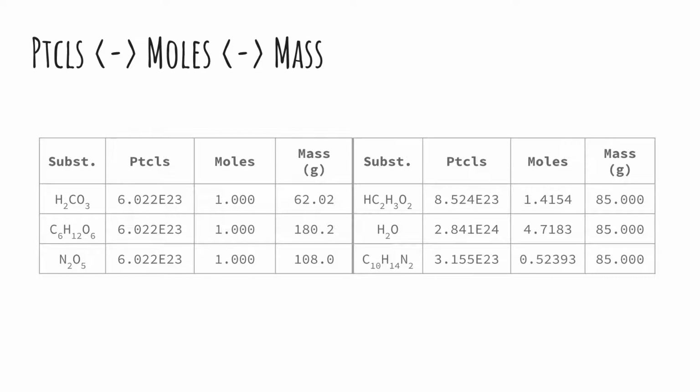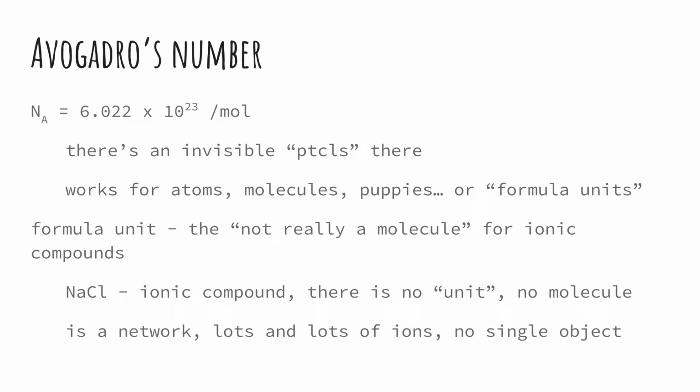This math isn't particularly hard. You'll get used to it soon enough. But how do you do it? You're going to have to work with Avogadro's number, for one thing. 6.022 times 10 to the 23rd per mole. We don't usually write particles there, because it could be atoms, or molecules, or ions, or puppies, or formula units.